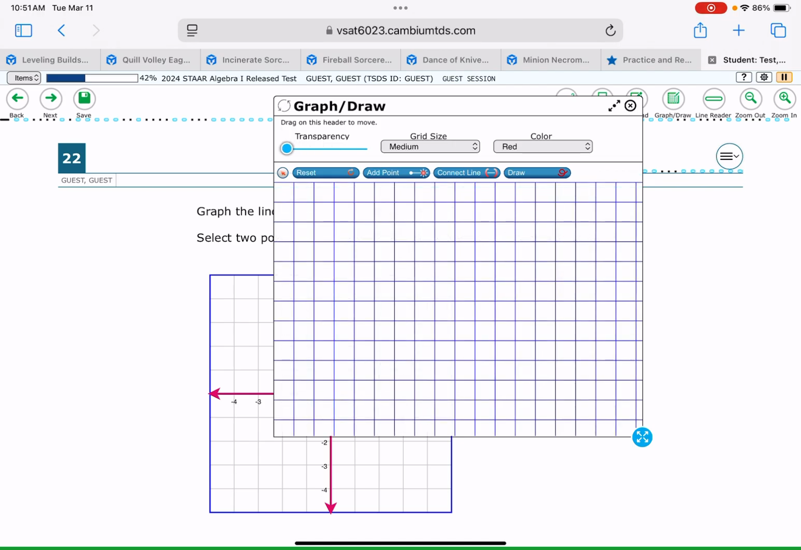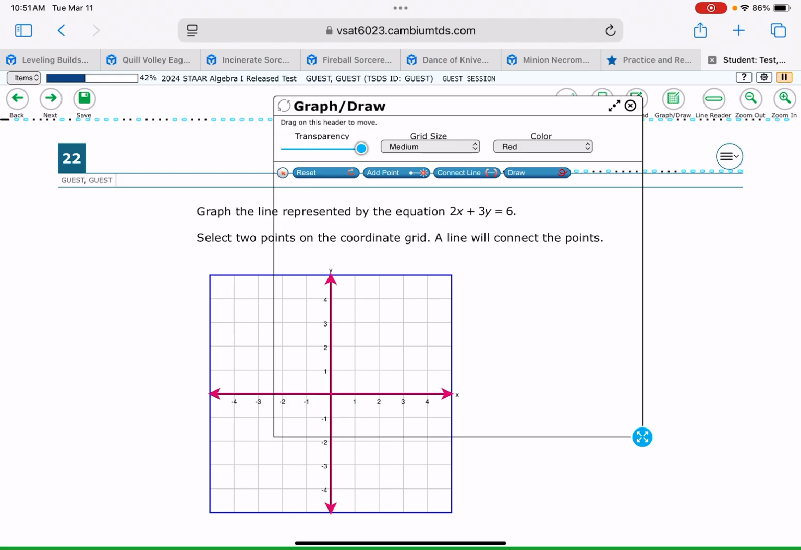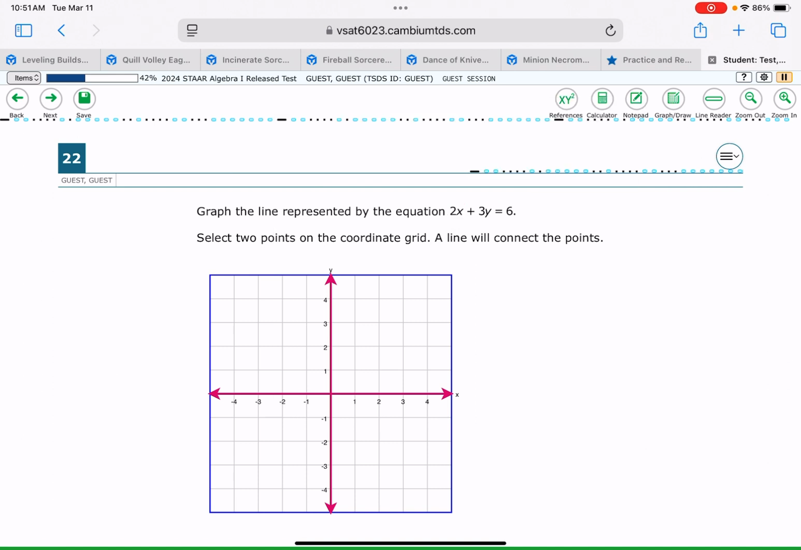And I'm going to make the transparency all the way. Okay. And then draw. If I cover up the x, that means the x value is 0. The y value is going to be 6 divided by 3. 6 divided by 3 is going to give me a value of 2. So that means I have a y-intercept there at 0, 2.